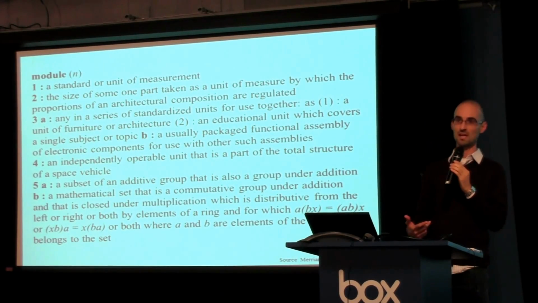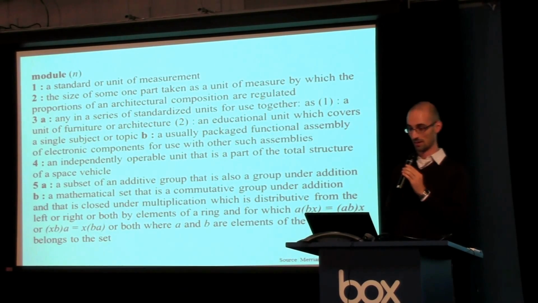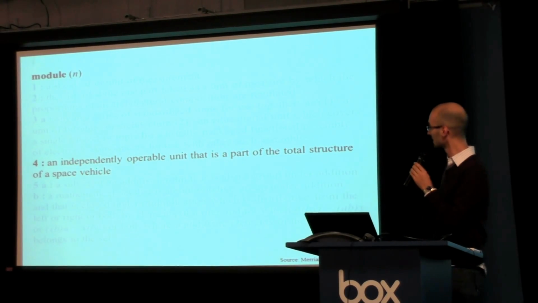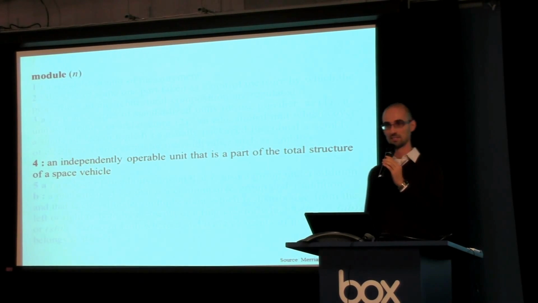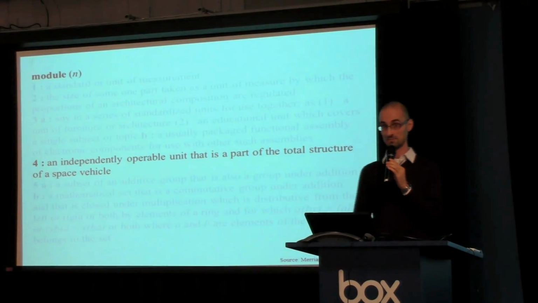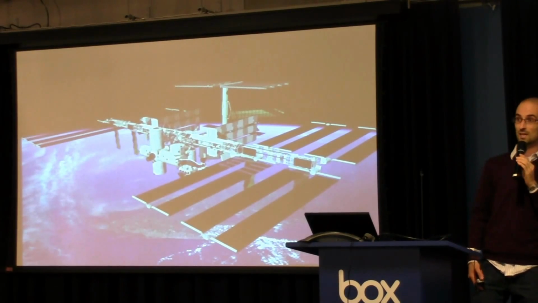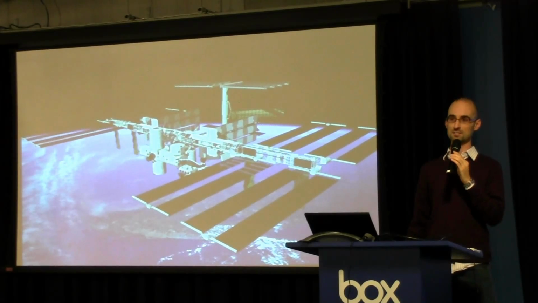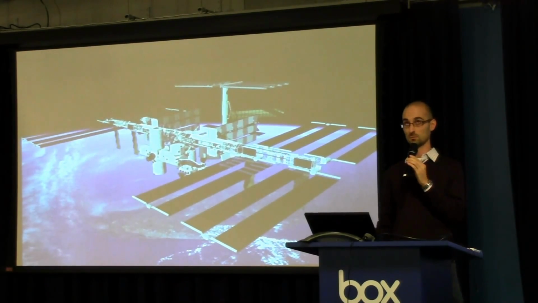Again, if you were to ask somebody what a module was, you'd get a bunch of different definitions. When I looked it up in the dictionary, I got all of these different ones, and most of them are kind of boring. But the one that kind of jumped out at me was this one: an independently operable unit that is part of the total structure of a space vehicle. Okay. Which is awesome. So let's talk about space vehicles for a little bit. This is the International Space Station, hovering precariously over us, hopefully not degrading in orbit. It's giant. It's huge. And yet it's up there in space, fully functional, working really well, we think.